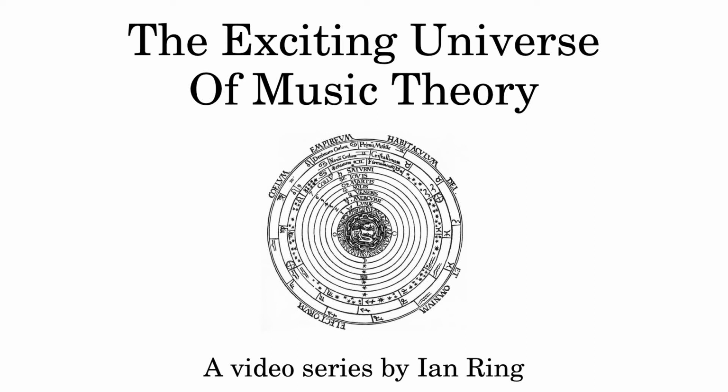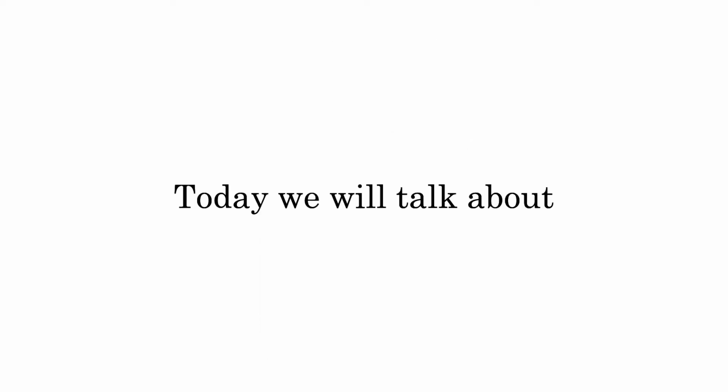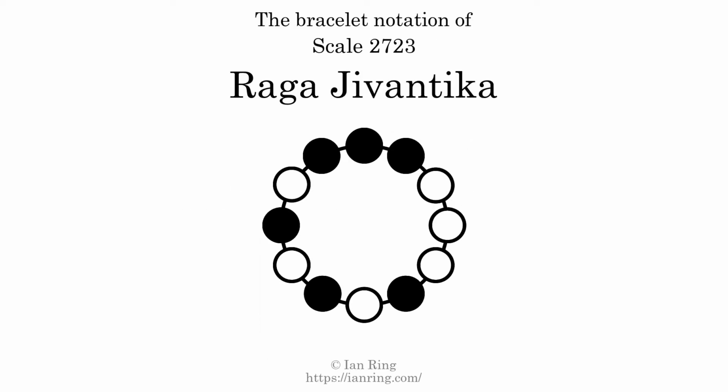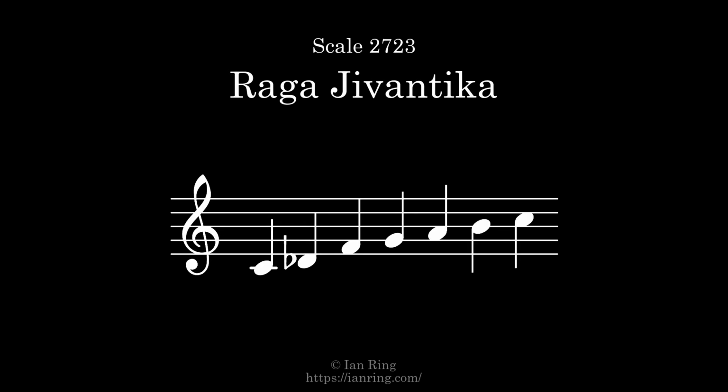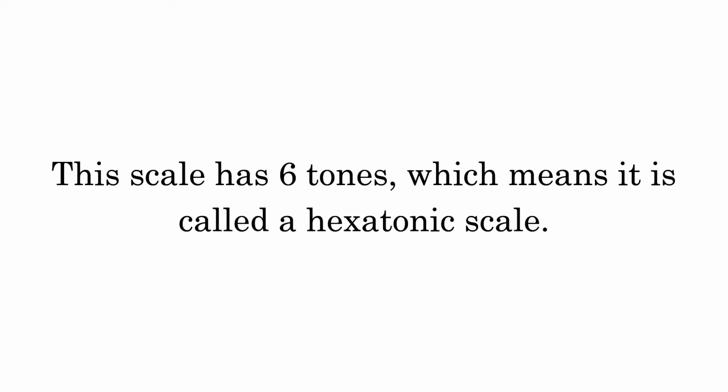Welcome to the exciting universe of music theory. Are you ready to learn? Then let's begin. Today we will talk about Scale 2723, Raga Jivantika, which sounds like this. This scale has 6 tones, which means it is called a hexatonic scale.